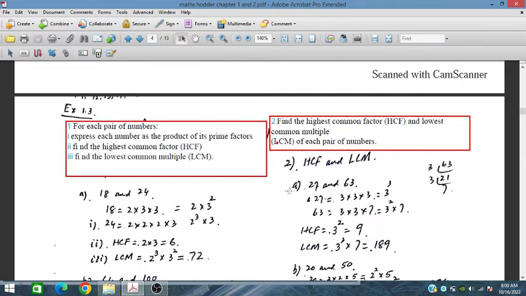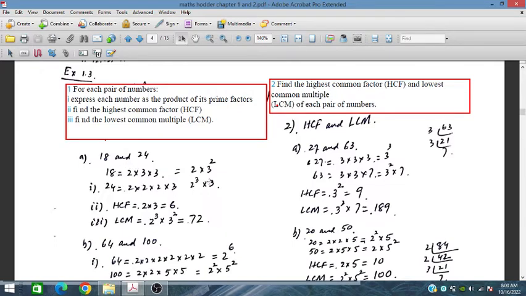So let's start Exercise 1.3. For each pair of numbers, express each number as a product of its prime factors: 18 and 24. For the numbers 18 and 24, we have written down these factorizations. For 18, this is this, and for 24, it is 2 power 3 into 3. We can see from this that we have one 2 in each, this one and here.